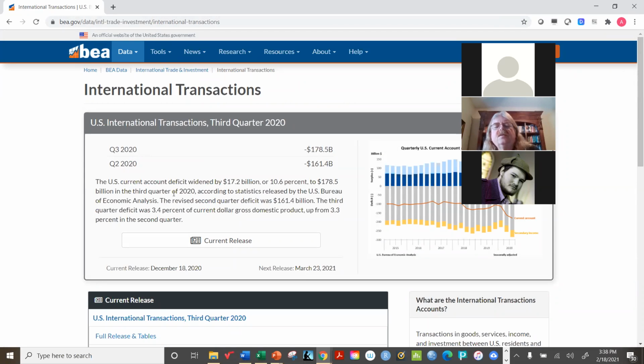Now here, what they usually like to do is show you what's going on in the current quarter. So you can see, as far as they're concerned, the latest data is the third quarter 2020, because it takes time to update this information, and typically at least 3 months to get the final results. So according to this printout here, the third quarter of 2020 had a trade deficit of $178.5 billion compared to 161.4 the previous quarter.